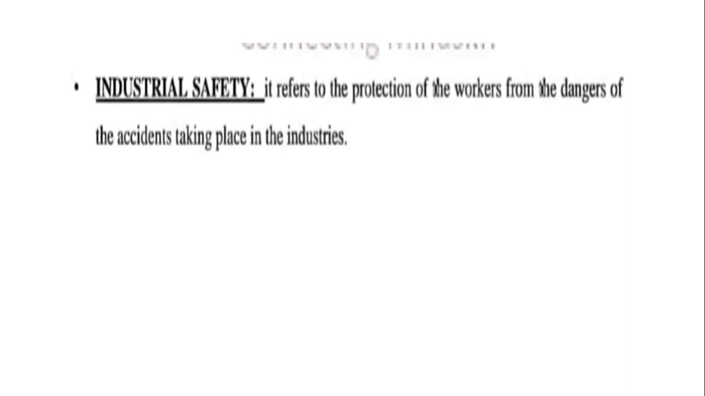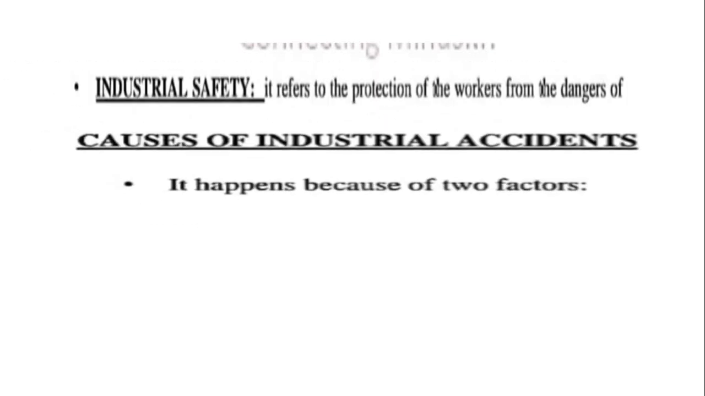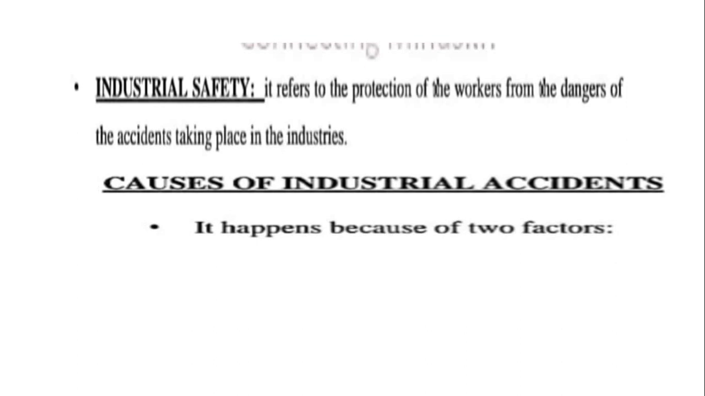This is primarily a management activity which is concerned with reducing, controlling, and eliminating hazards from the industries or industrial units. Now, the causes of industrial accidents. See the different causes of industrial accidents. They happen because of two factors. The first one is the human factors, which is a very important factor. Human factors constitute almost 80 to 85% of the total causes.